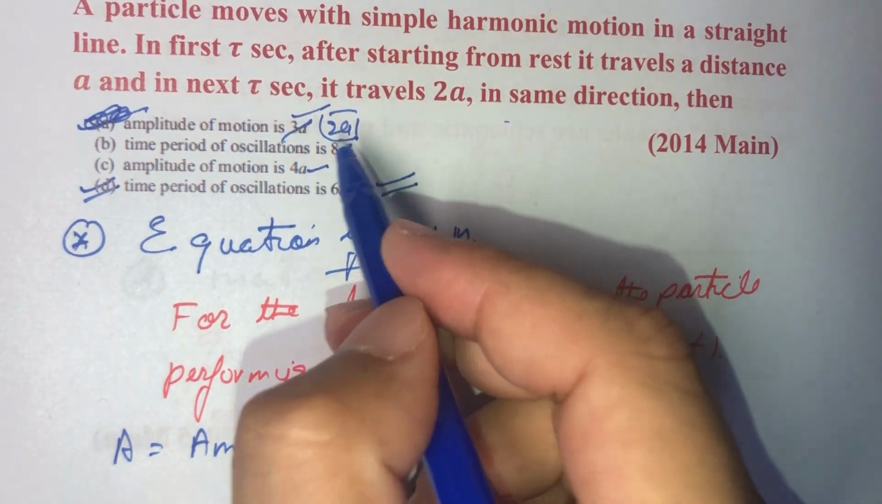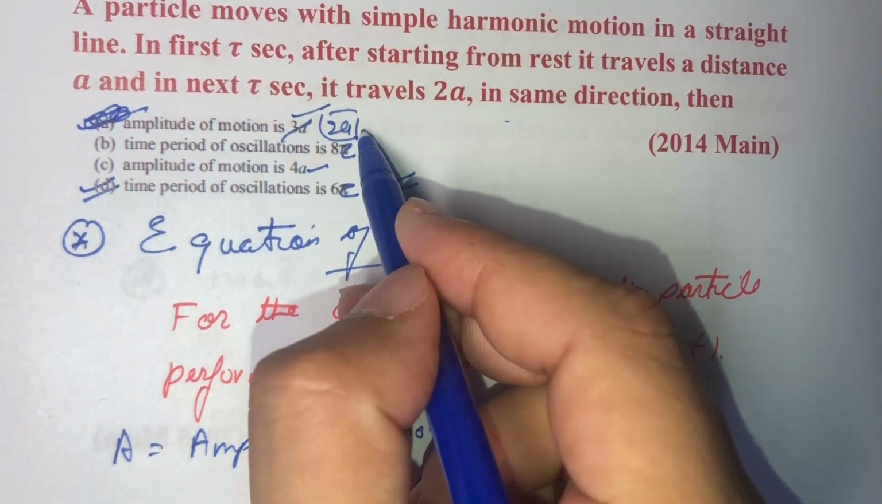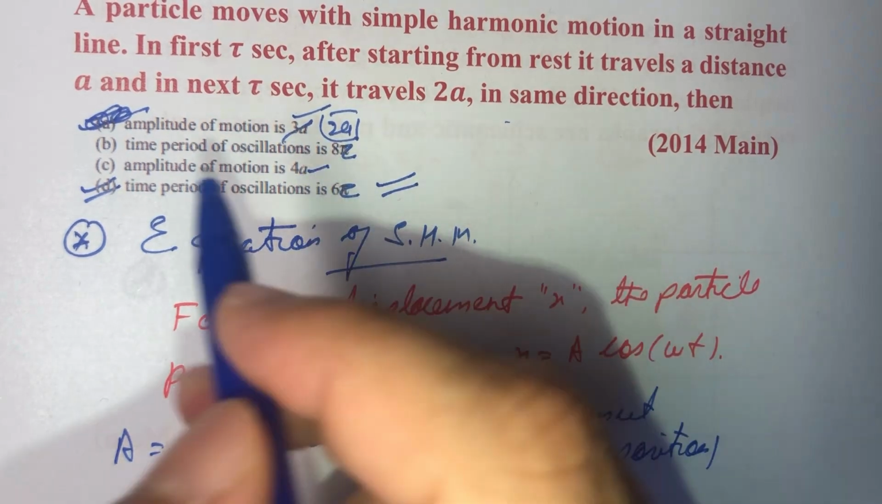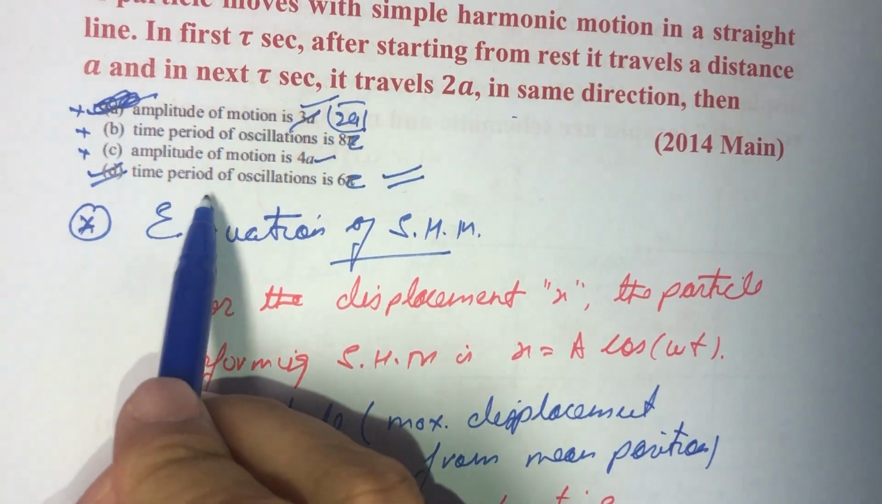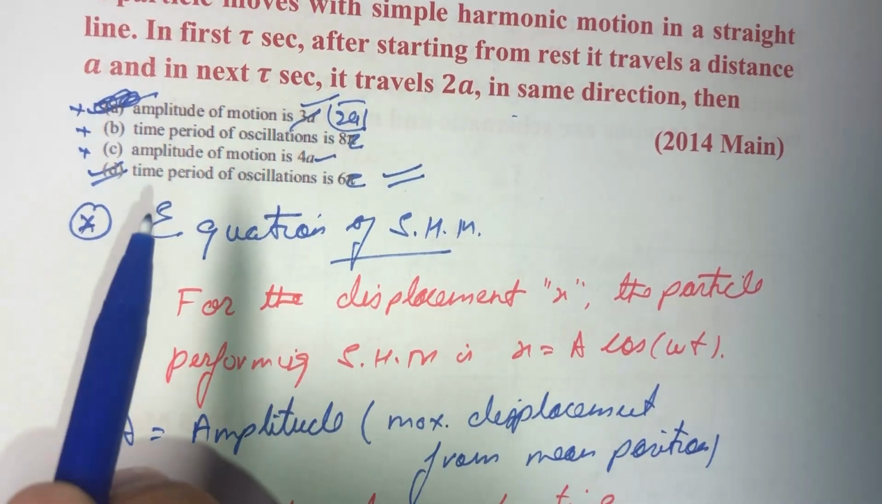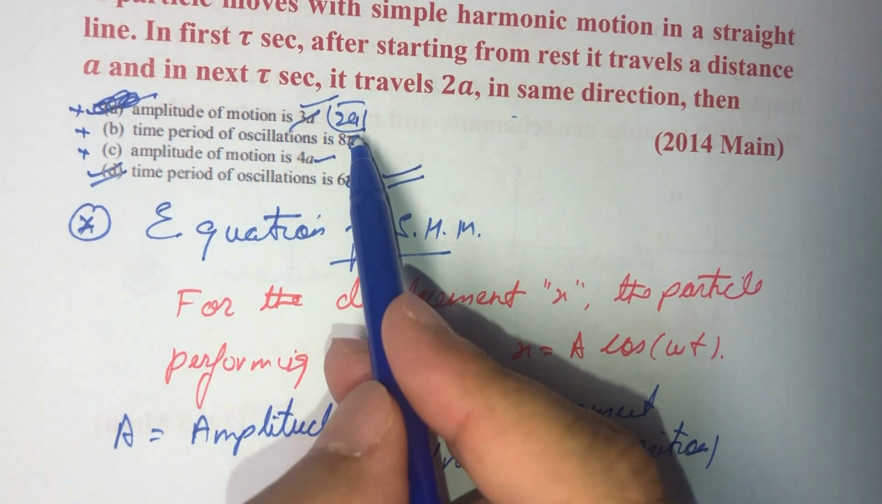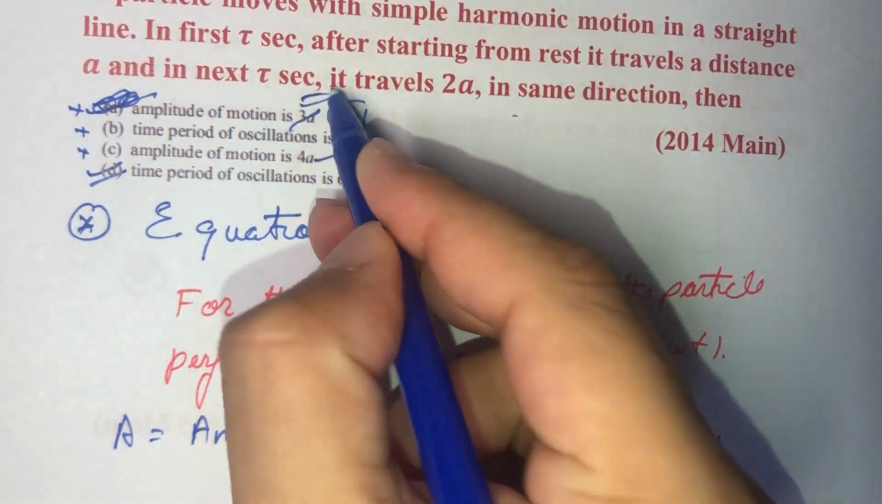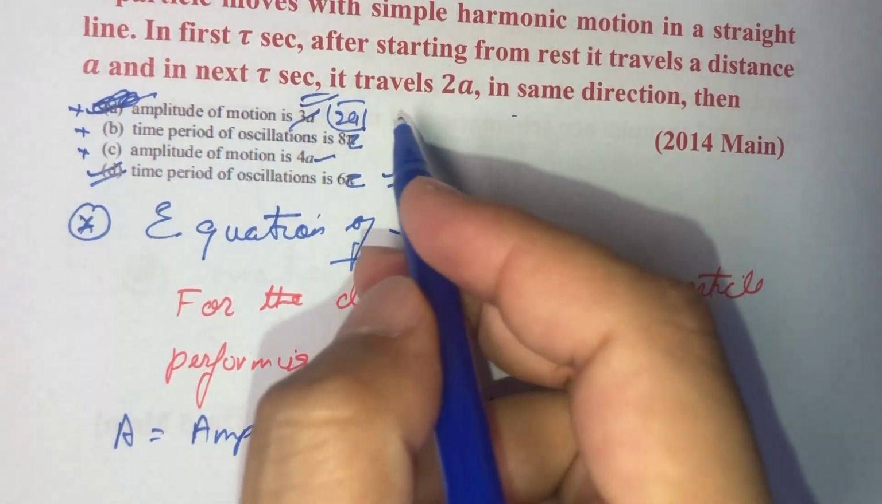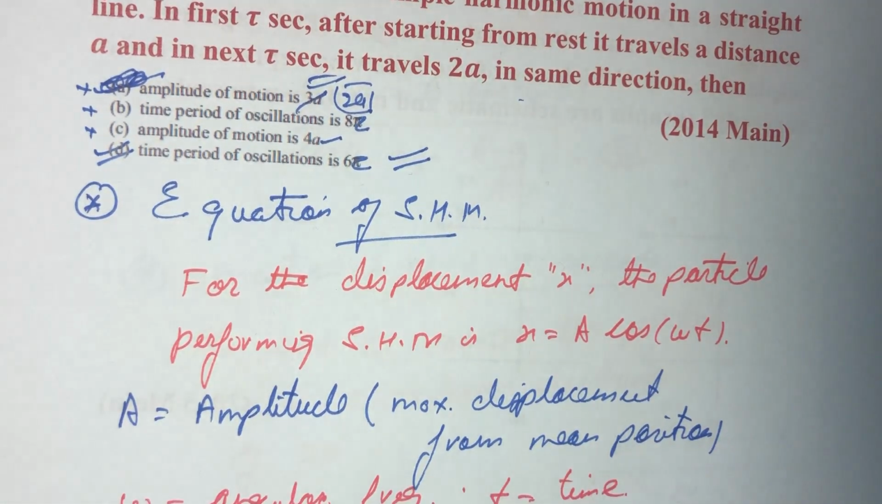So the amplitude of motion is 2a. Neither is it 3a, nor is it 4a, so all these options are wrong. The only option that is correct is that the time period of oscillation is 6 tau. If there had been an option that is 2a, that would be the correct one. So I think there was some confusion on my part. Okay, thank you.